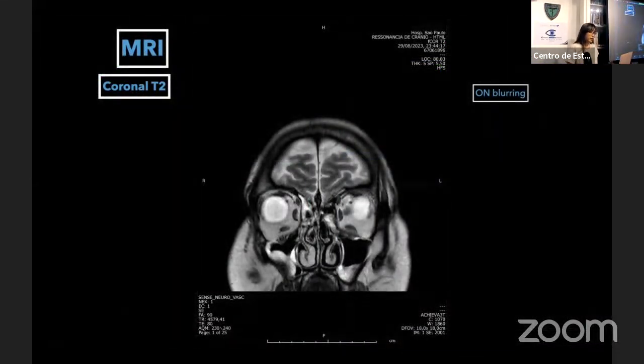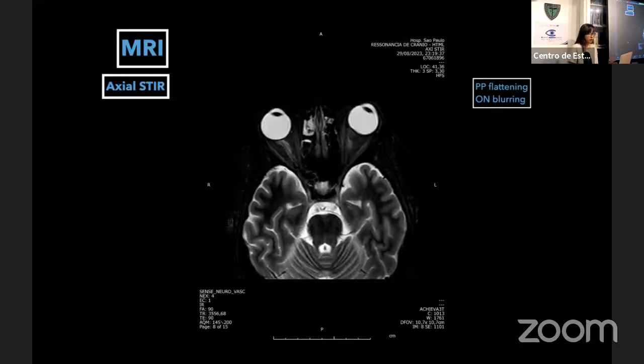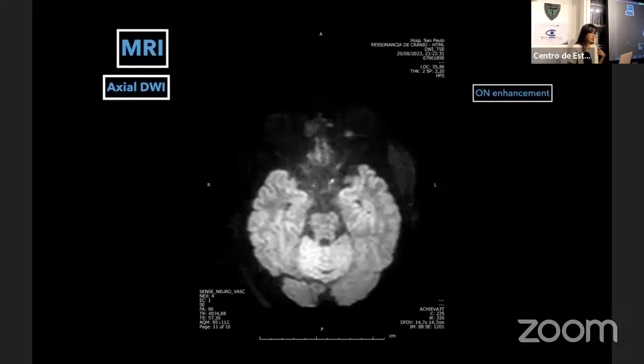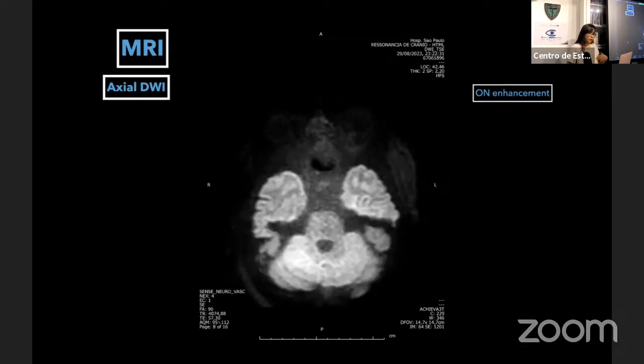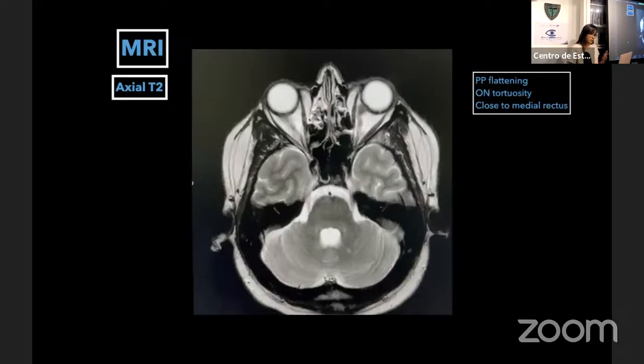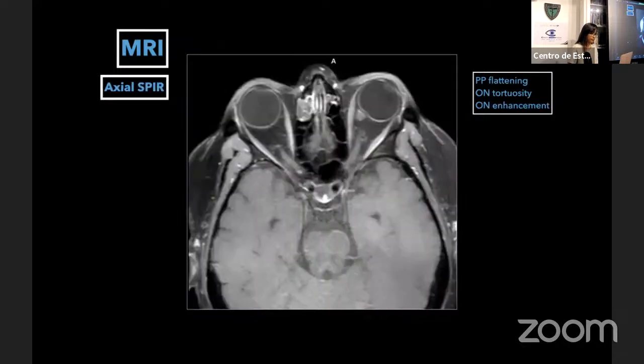So here are the new MRI cuts. We can still see the optic nerve blurring in the left eye, and we can see a worsening of the posterior pole flattening and optic nerve blurring also. And in this diffusion weighted image, we can see an optic nerve enhancement of the left eye, which suggests that there were a lot of cells next to the optic disc. And in this XLT2, we can see a worsening of the posterior pole flattening and optic nerve tortuosity. And now the optic nerve was close to the medial rectus also.